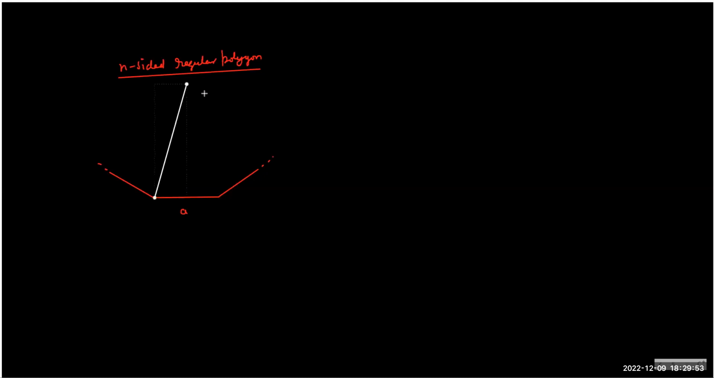So imagine if you have an n-sided regular polygon. An n-sided regular polygon. So let's see how you understand this. I'm not showing the other part. I'm just showing only one side. This is the only one side, and a polygon will have a center.